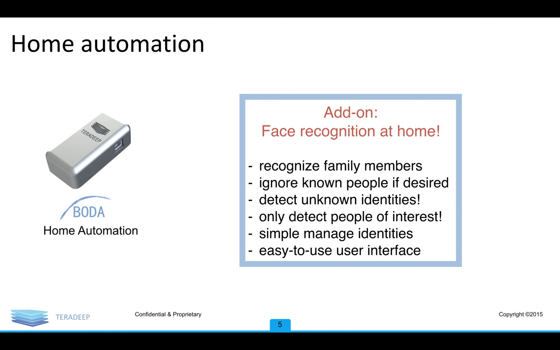What we want to head on to right now at Teradeep is face recognition at home. We are working on recognizing family members, ignoring known people if desired, detecting unknown identities and sending warnings, or only detecting people of interest. We want to create a simple identity management and user interface so that people don't have to spend a lot of time training the system to detect the people they want to detect, or the new members or the unknown identities, without spending hours.